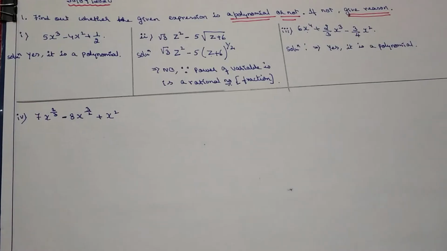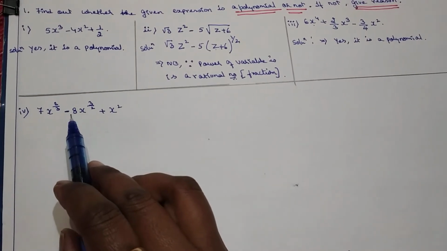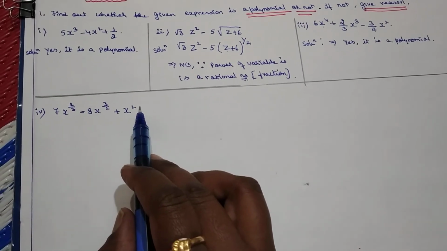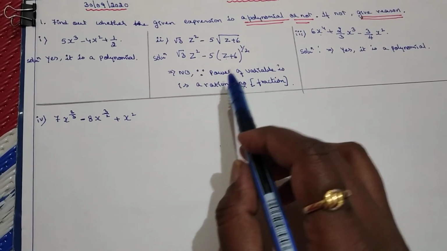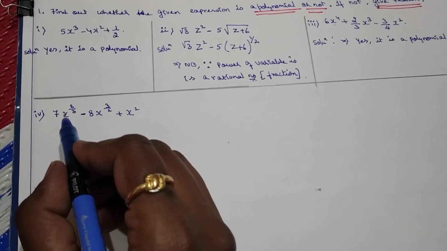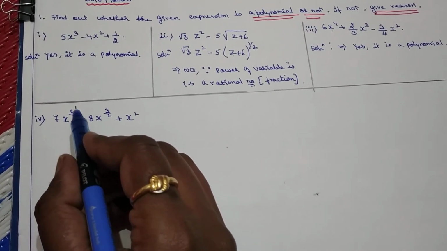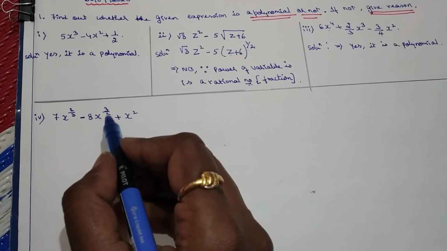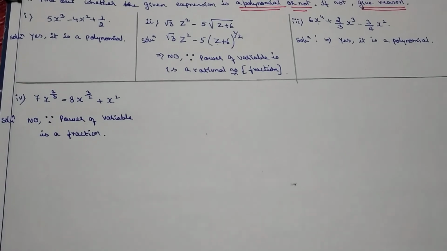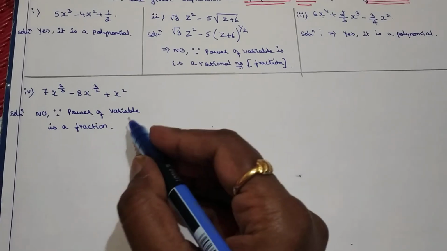Now we'll move to fourth question. Fourth question, 7x to the power of 2 by 3 minus 8x to the power of 3 by 2 plus x square. So polynomial definition, power of variable should be a positive integer. So here power of x is 2 by 3. So it is not a positive integer. Okay, here it's not an integer. Therefore, the expression is not a polynomial. So no, because power of variable is a fraction.